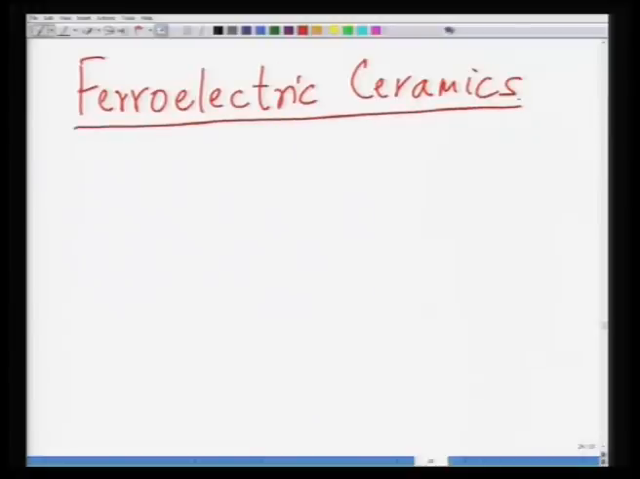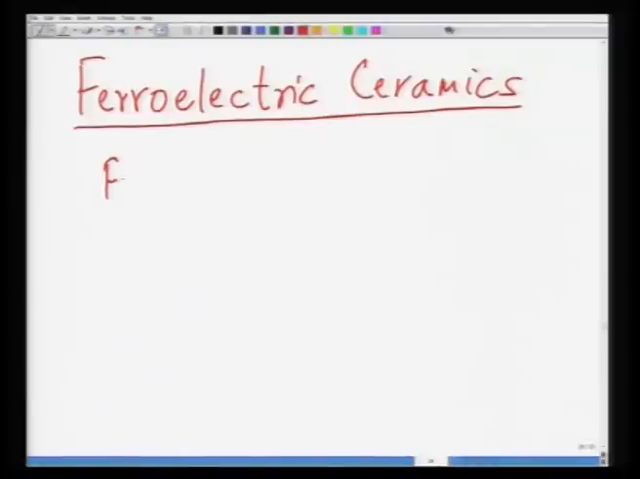Now, among all these three classes of materials, ferroelectrics have generated a lot of interest simply because they are extraordinary. They are ferroelectric, piezoelectric and pyroelectric at the same time. So, that naturally makes them interesting.